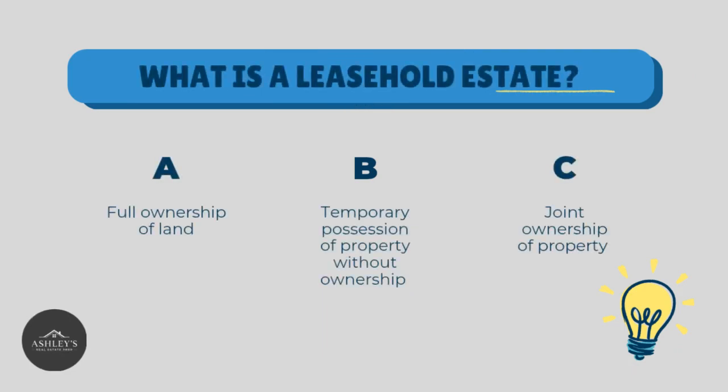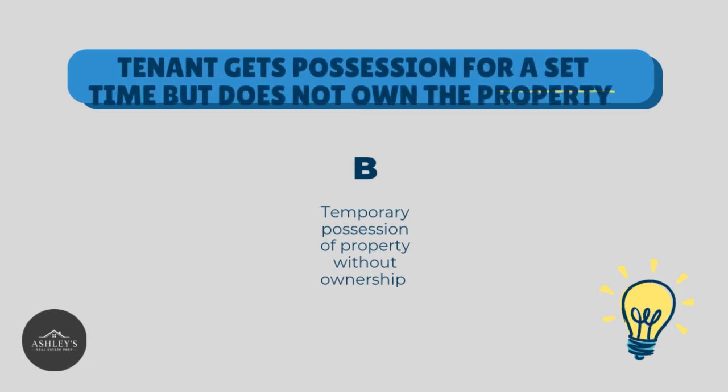What is a leasehold estate? A. Full ownership of land. B. Temporary possession of property without ownership. C. Joint ownership of property. The answer is B, temporary possession of property without ownership. So the tenant gets possession for a set time, but does not own the property. Probably like the apartment we may be renting. Now, a leasehold estate and a freehold estate, you'll see both of those on the state exam. The freehold estate has full ownership rights, and it's the highest level of ownership one can have.